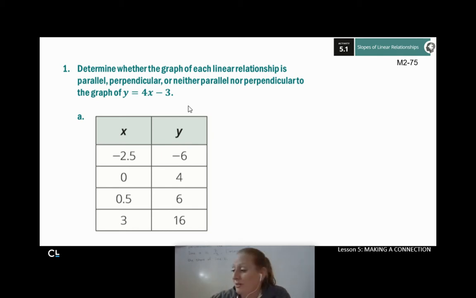So first things first, I'm just going to make a tiny little note to myself. Parallel, do you remember parallel lines? The slopes were the same.